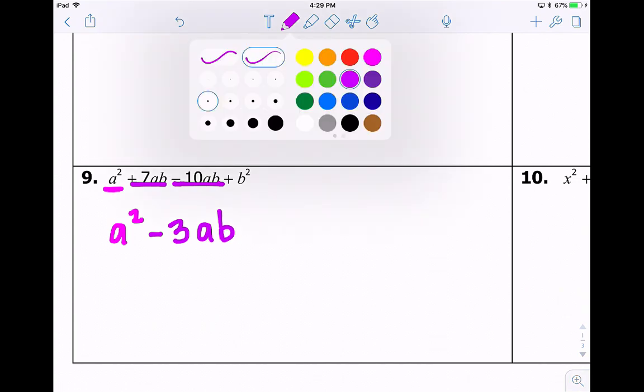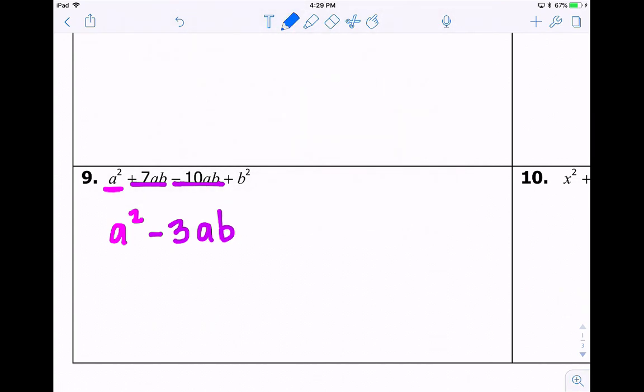And then lastly, we have a b squared term. There is no other b squared, so that just stays by itself. Again, that could be plus 1b squared. Again, typically we don't write the 1. You can if you want. It's not incorrect, but it is understood to just be b squared. So 1b squared or just b squared.